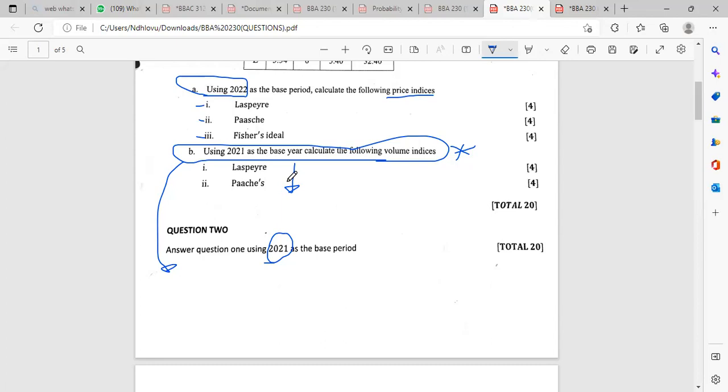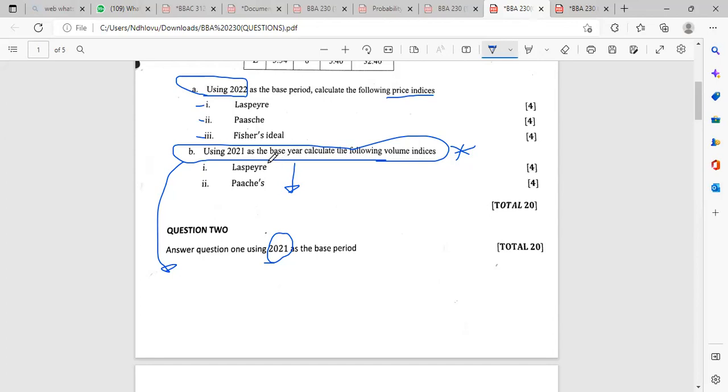So if we go to question 1, there are two things. There's the price indices and the volume indices. So when they ask us like this, does it mean we are only substituting A on price indices? That's all. Then for B, we omit it.